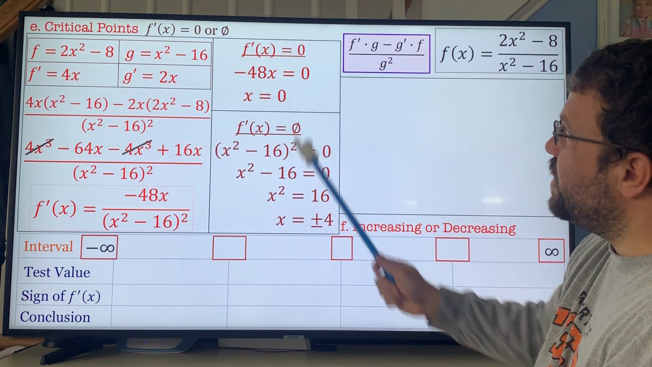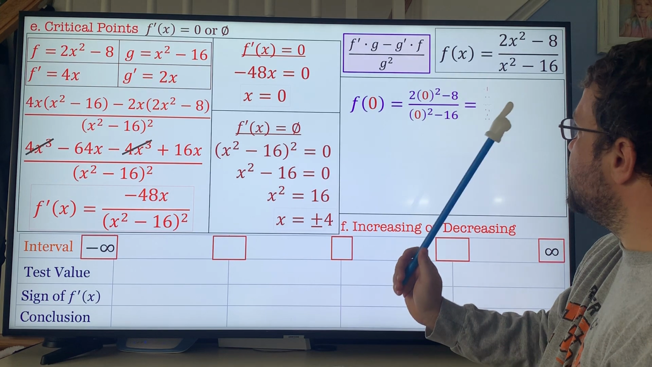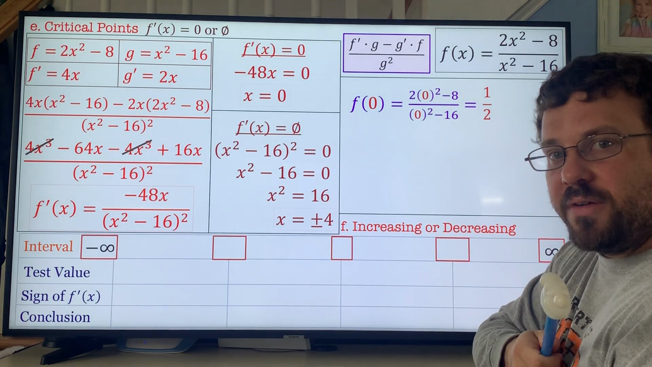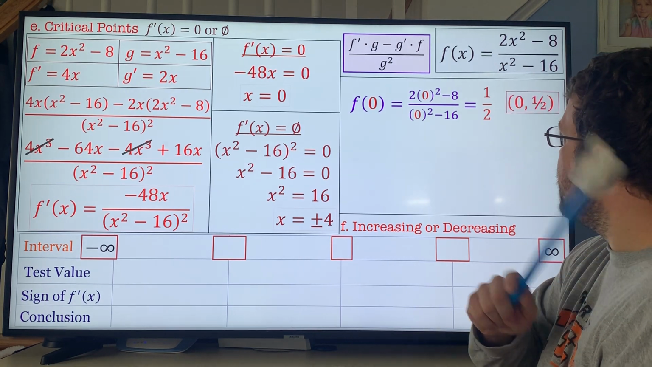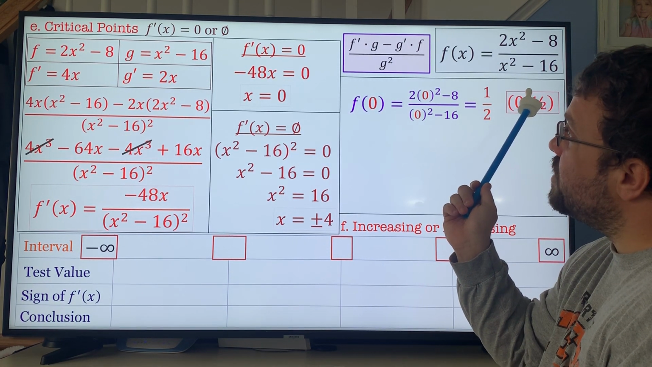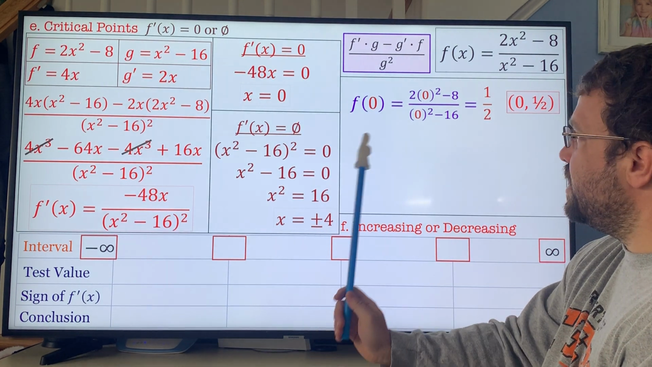So when you plug these into the original equation to find the actual critical points, when I plug 0 in, I get 1/2. Remember what 1/2 was? That was our y-intercept. Just look to your left. So (0, 1/2) is also a critical point. So it's probably going to switch between going up and down at that intercept.